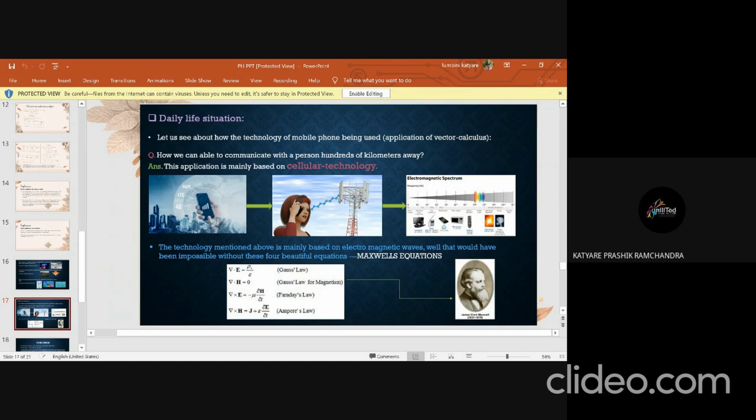The first equation, divergence of the electric field equals rho v upon epsilon naught, is based on Gauss's law. Divergence of the magnetic field strength equals zero, which is based on Gauss's law for magnetism. Curl of the electric field equals minus mu naught delta H upon delta T, which is based on Faraday's law. Curl of the magnetic field strength equals J plus epsilon naught delta E upon delta T, where J is the current density, and this law is based on Ampere's law.